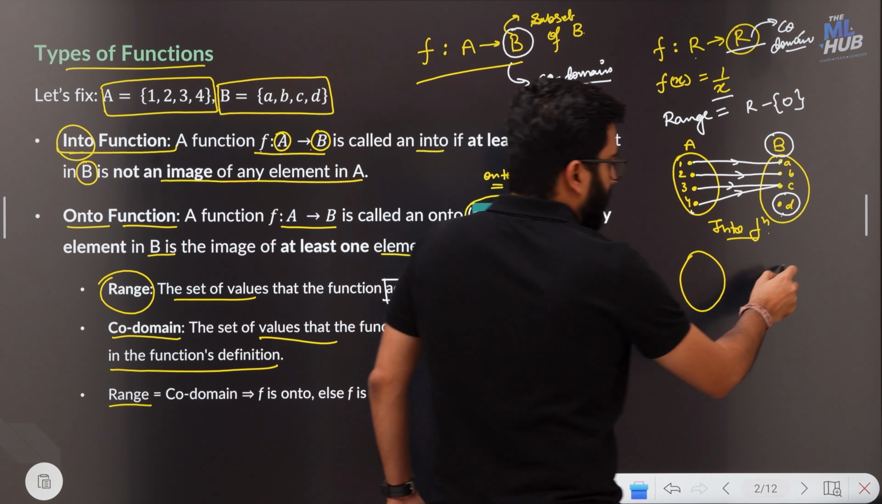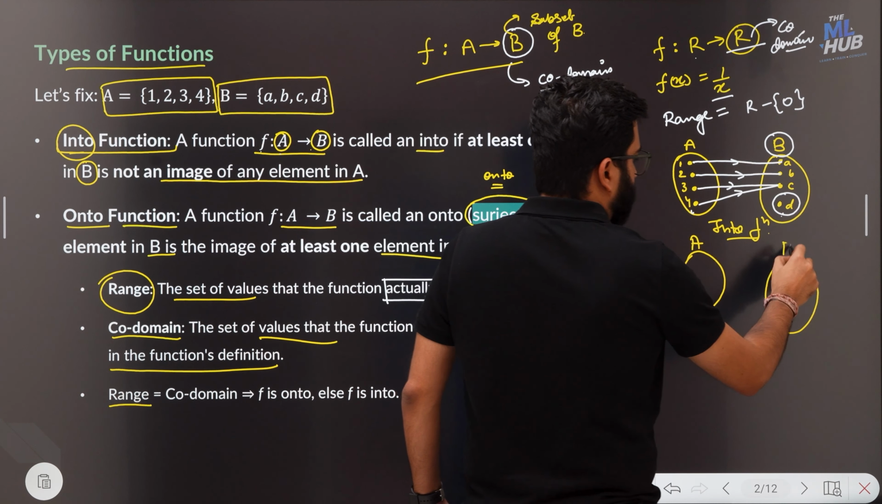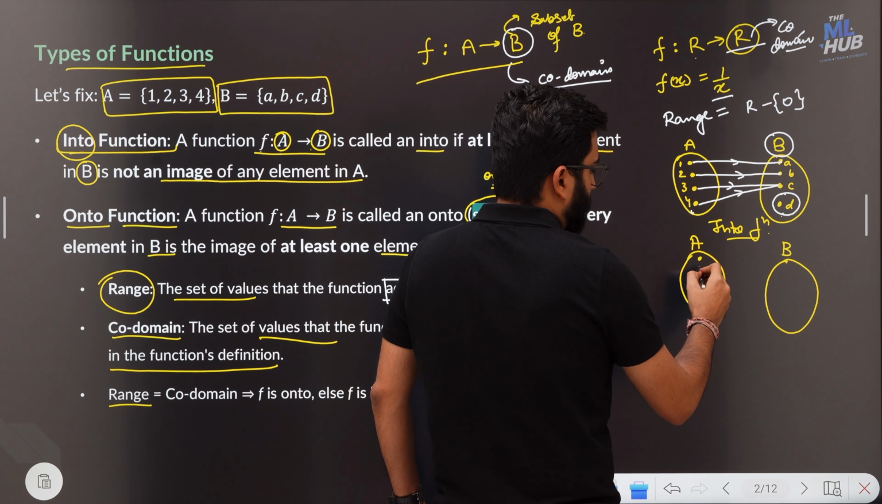So again, let's draw the mapping. This is A and this is B, again with 4 elements.